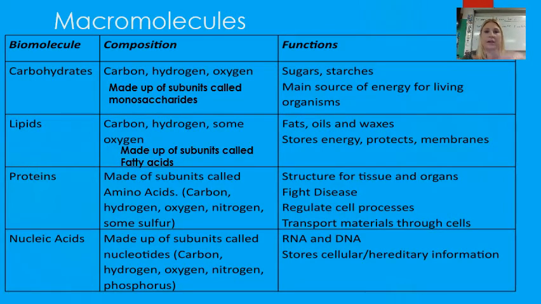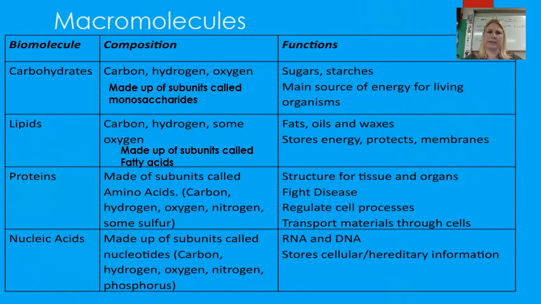Carbohydrates, they're made out of carbon, hydrogen, oxygen, and subunits called monosaccharides, very simple sugars, okay? Their functions are to be the main source of energy for all living things, okay? Because we need sugar to survive. It gets broken down and turned into ATP in our body, okay? So sugars and starches are examples.